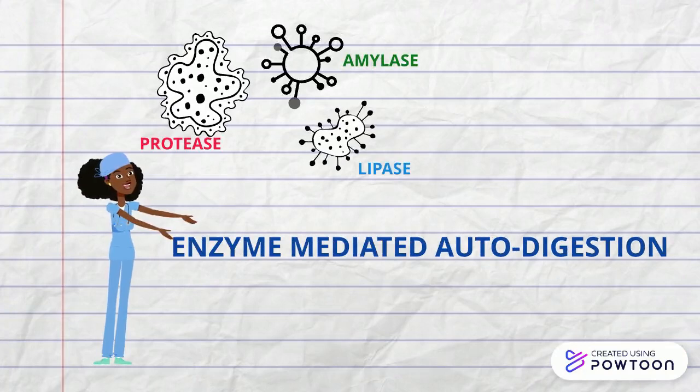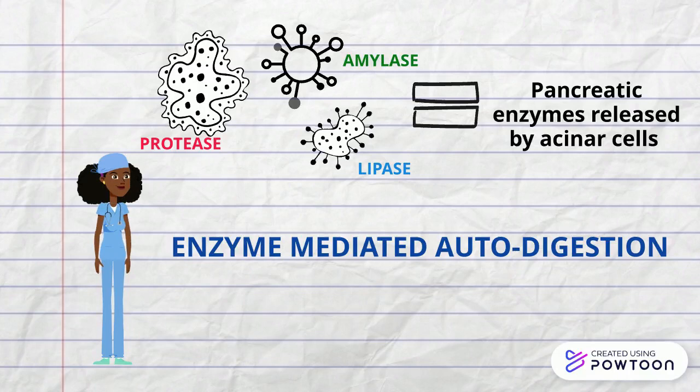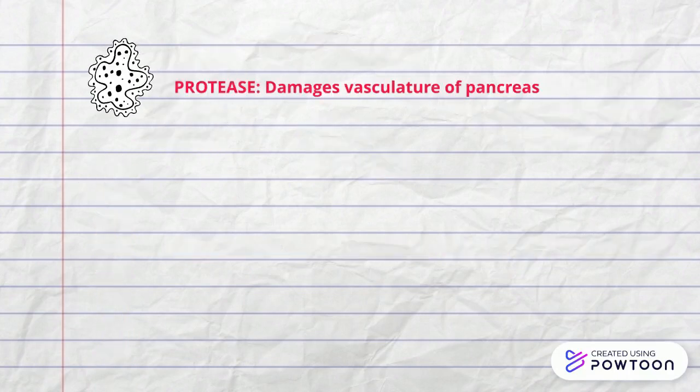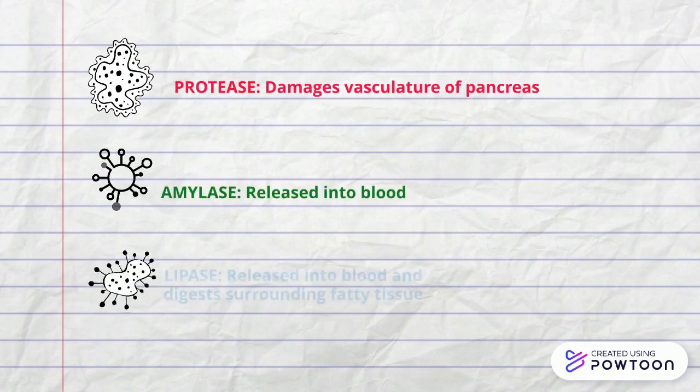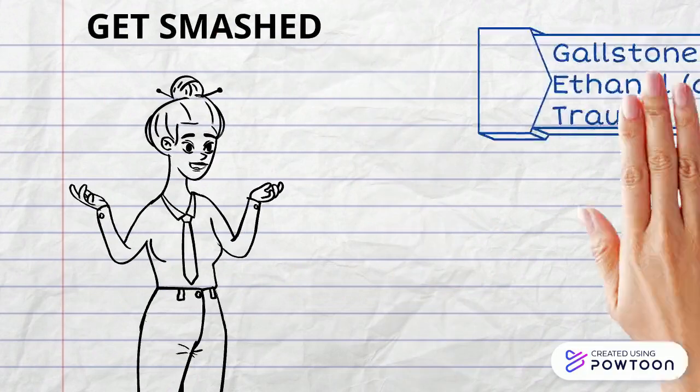Inflammation damages the acinar cells of the exocrine pancreas, causing them to release excessive amounts of the enzymes protease, amylase, and lipase into surrounding pancreatic tissue. Protease, or the protein digestive enzyme, causes damage to the vascular structure of the pancreas. Amylase and lipase, the sugar and lipid digestive enzymes respectively, are released into the blood, whilst lipase also causes necrosis of surrounding fatty tissue.